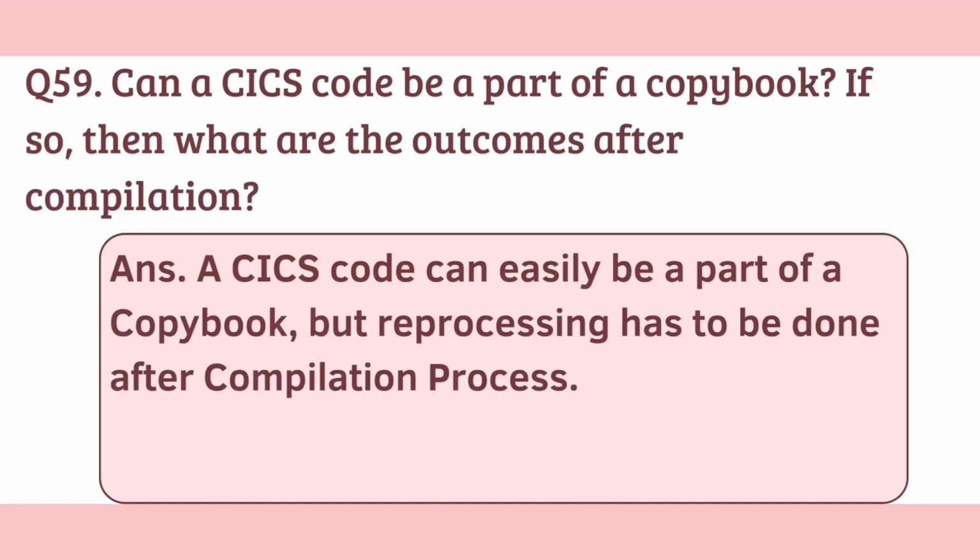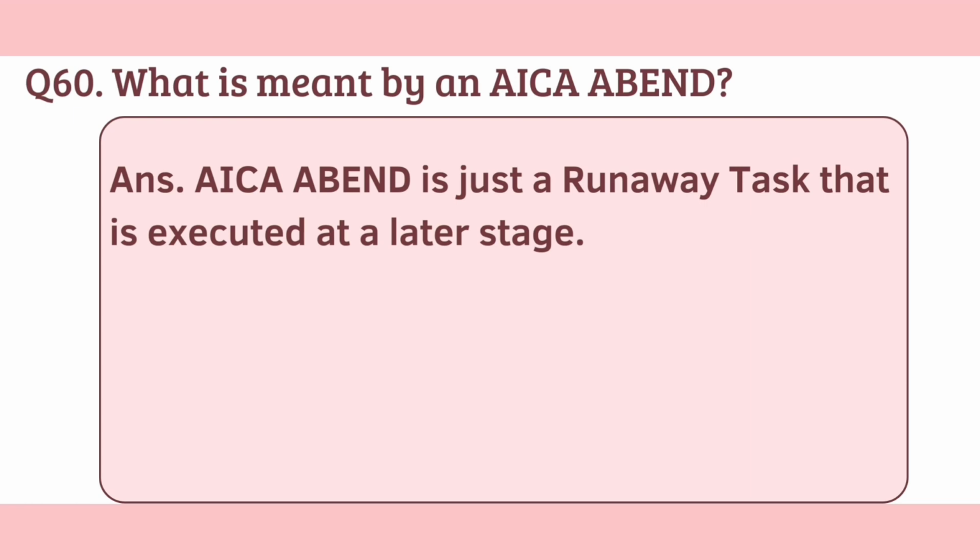Moving to question number 59. Can a CICS code be a part of a copybook? If so, then what are the outcomes after compilation? The answer is a CICS code can easily be a part of a copybook, but reprocessing has to be done after the compilation process. Moving to question number 60. What is meant by an AICA, that is ICA event? The answer is AICA or ICA event is just a runaway task that is executed at a later stage.